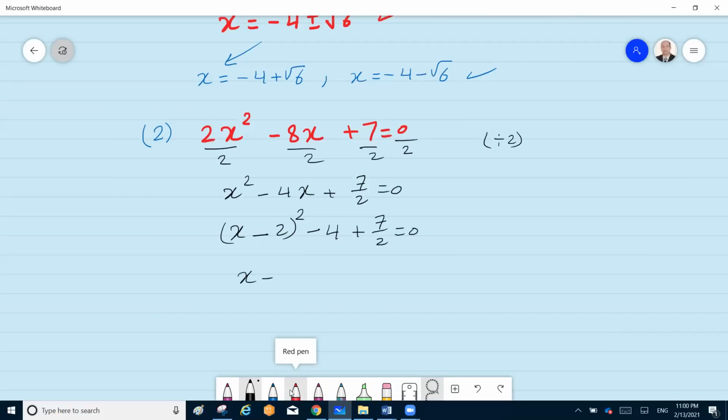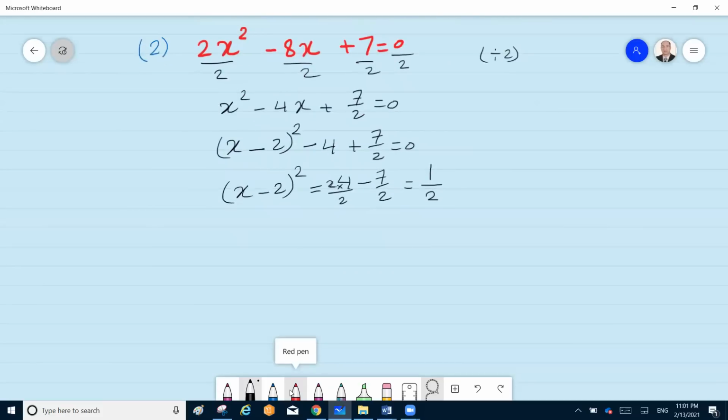After that, just write x minus 2 all squared is equal to 4 minus 7 over 2. Just bring these two terms to the other side. You can multiply by 2 over 2 here to solve it, and you have over 2: 8 minus 7 is 1, so it's half. So now x minus 2 all squared is equal to half. So x minus 2 equals positive or negative root half.